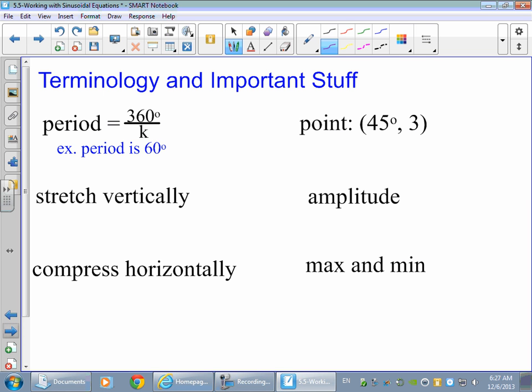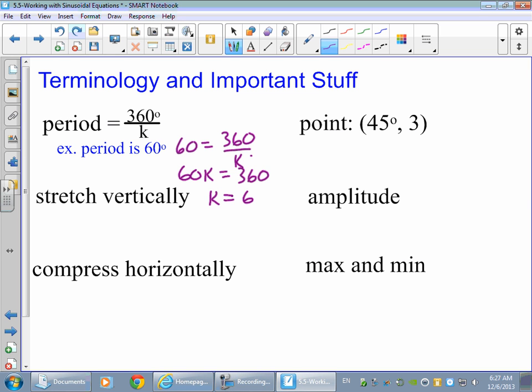We already kind of did one. Basically 60 is going to be equal to 360 divided by k. And if we rearrange this, it's 60k equals 360. So it's divided on this side, it's multiplied on this side. And then divide through by the 60, so k is the number 6.